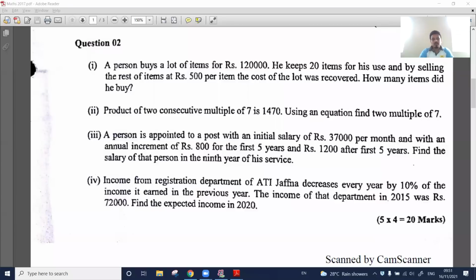And with an annual increment of 800 rupees for the first 5 years. For the first 5 years, he is entitled to an annual increment of 800 rupees, and 1,200 rupees after the first 5 years. Afterwards, the annual increment value is 1,200. Find the salary of that person in the 9th year of his service.